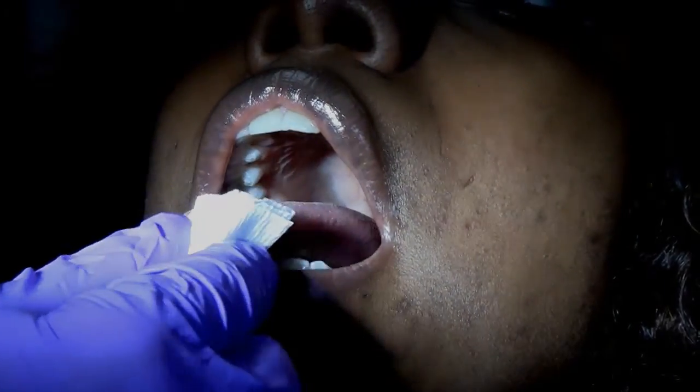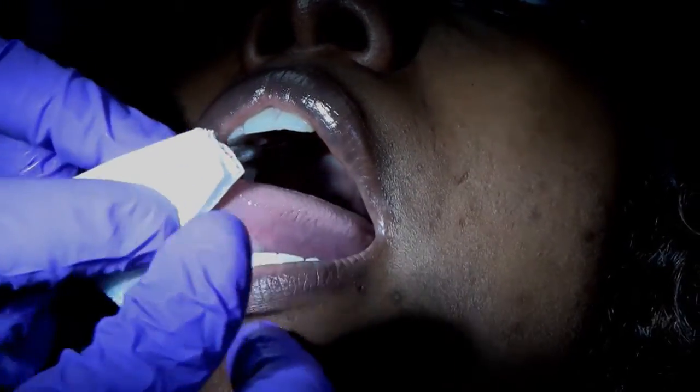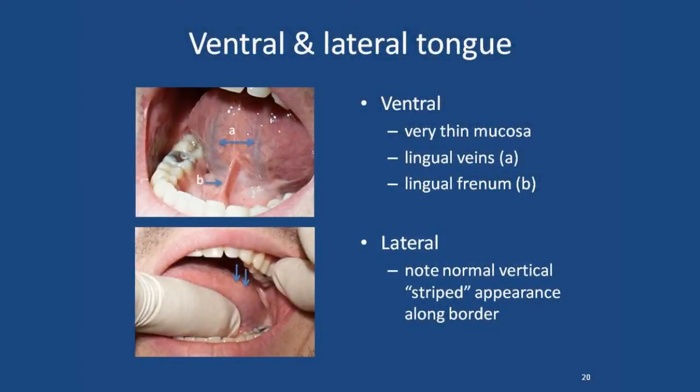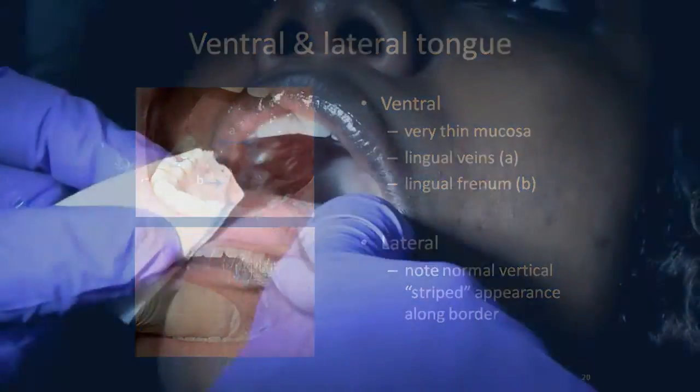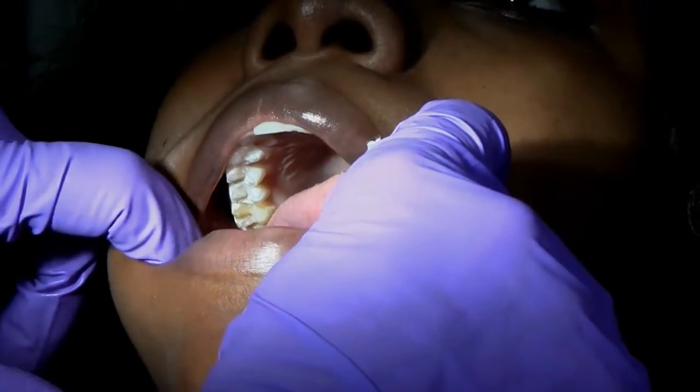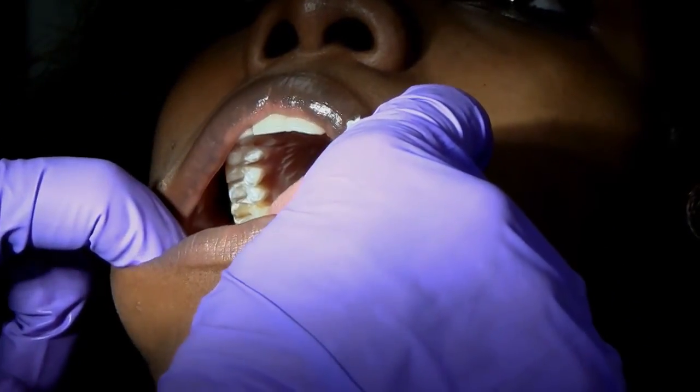Then we want to look along the sides of the tongue as well, checking out the lateral border of the tongue and all the way at the base or the root of the tongue, so all the way in the very back. So we pull the cheek back a little bit so we can see all the way back there. The most common place for intraoral cancers is all the way at the root of the tongue, so we want to check that out good along both sides.